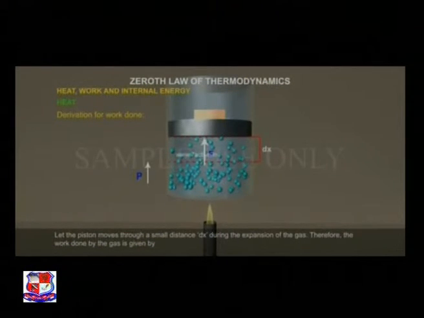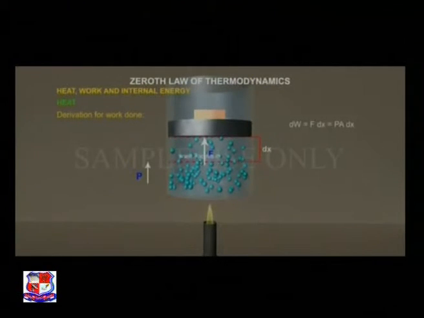Therefore, the work done by the gas is given by dW is equal to F dx is equal to PA dx. Since A dx is equal to dV, the increase in volume, dW is equal to P dV.